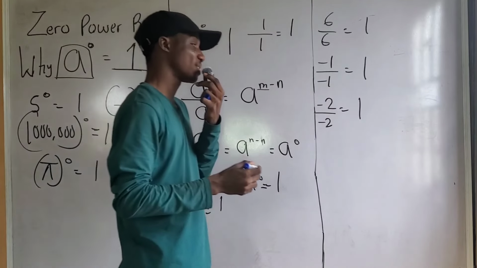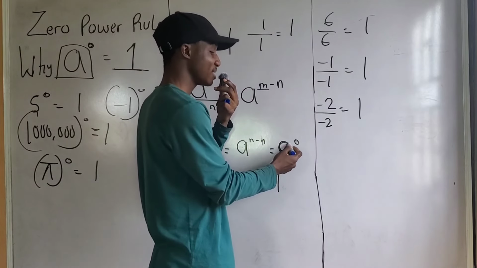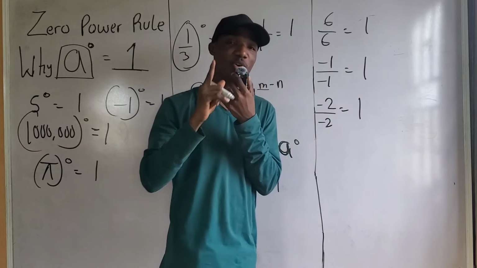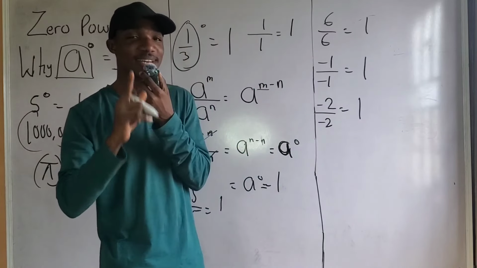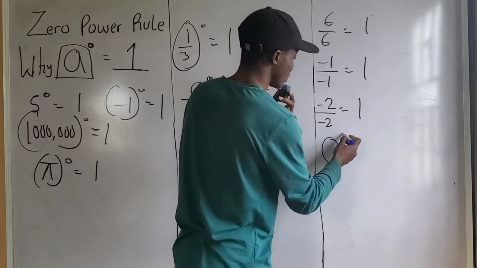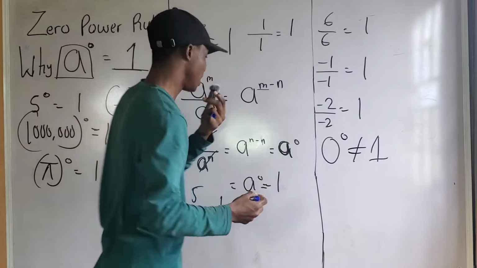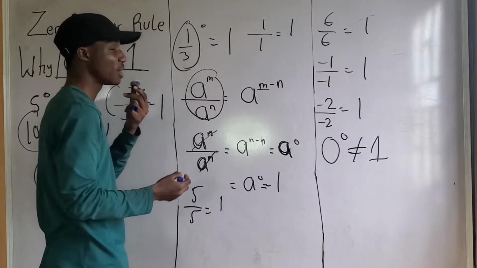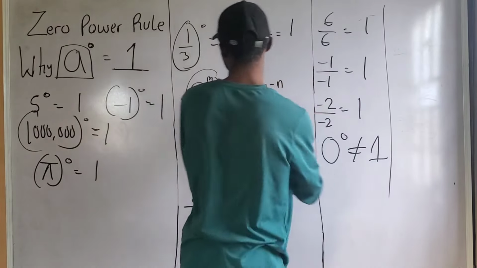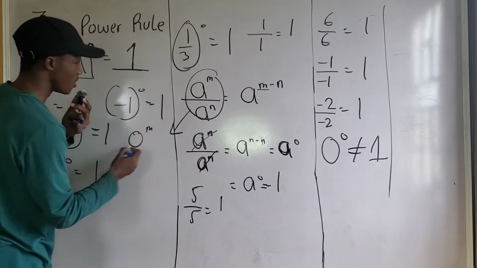And the exception is that the base here must not be 0. There is only one number that, if you raise it to the power of 0, you will not have 1. And that number is 0 itself. Okay? 0 raised to the power of 0 is not equal to 1. And the simple reason is because, let us go back to this law. If you replace a as 0, pay attention. If you replace a as 0 here, we're going to have 0 raised to the power of m all over 0 raised to the power of n.